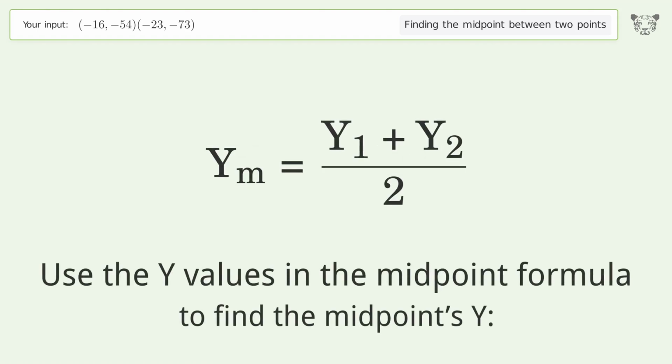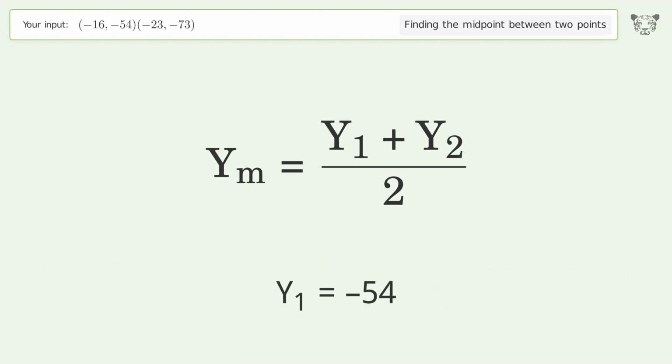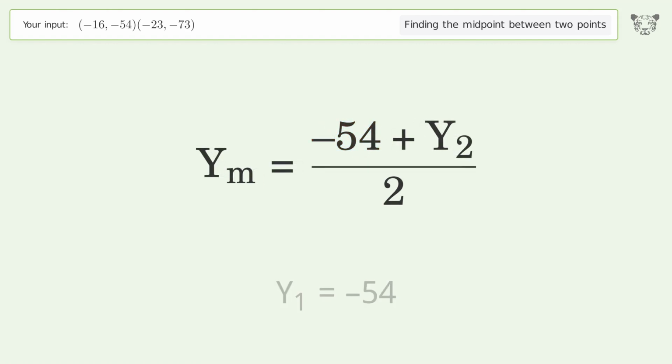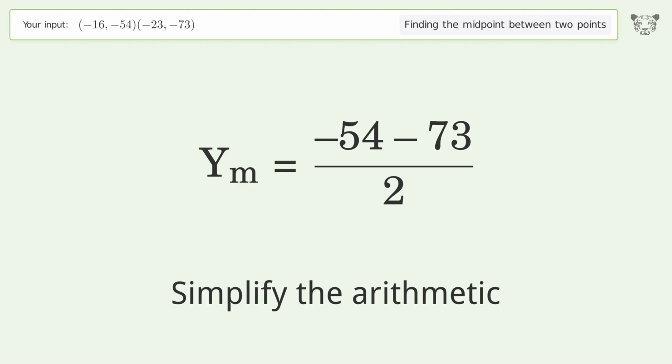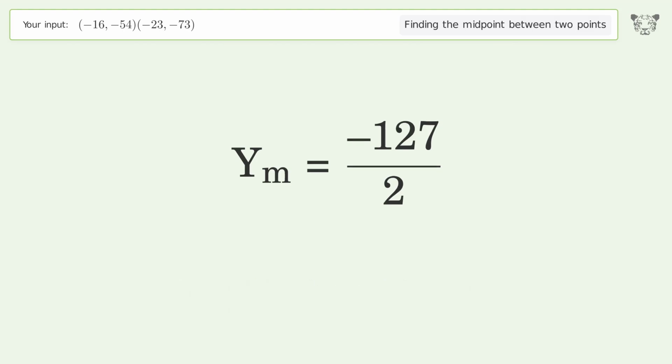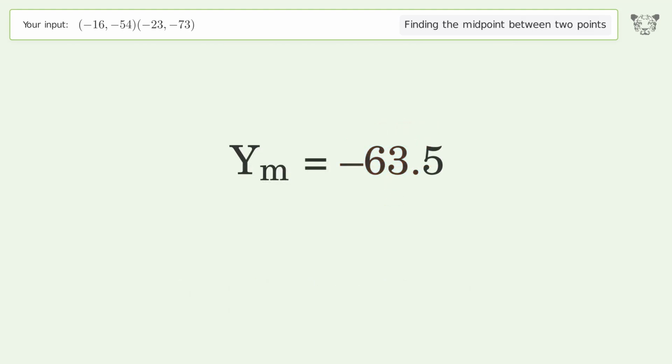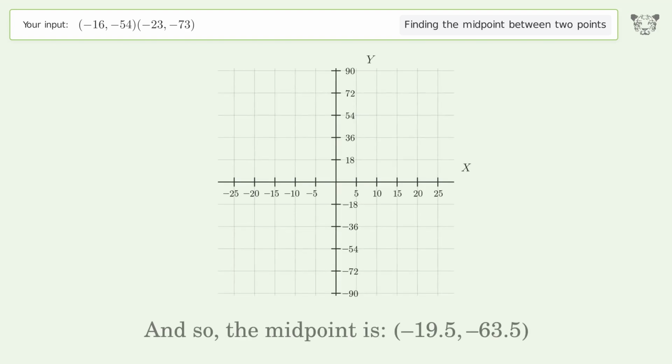Use the y values in the midpoint formula to find the midpoint's y. y1 equals negative 54. y2 equals negative 73. Simplify the arithmetic. And so, the midpoint is negative 19.5, negative 63.5.